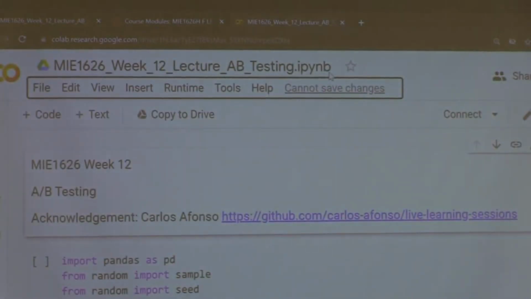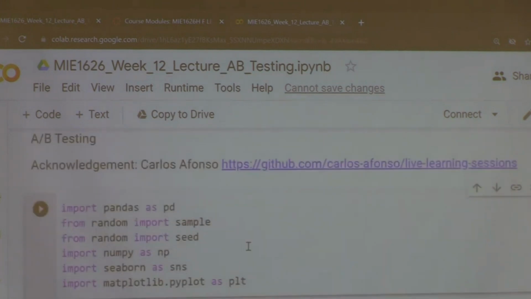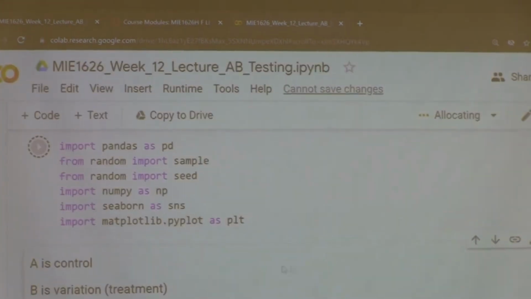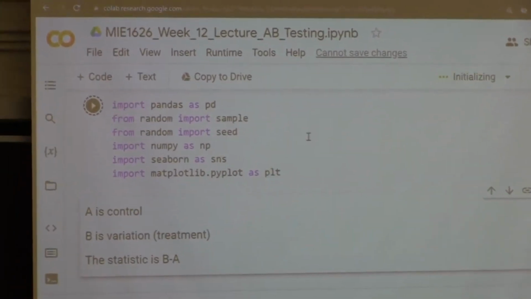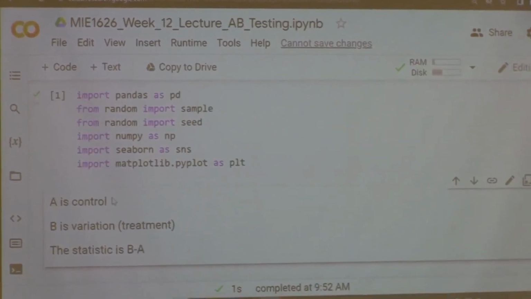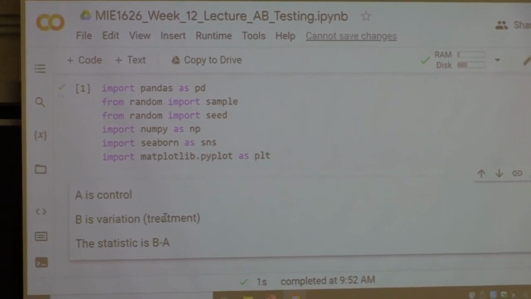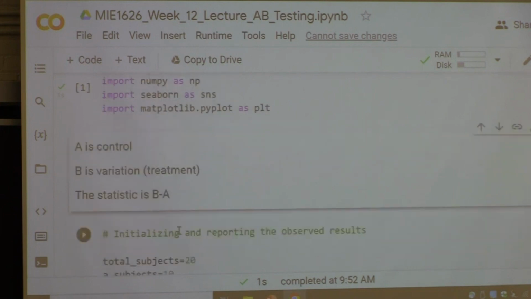All right, so you also have access to this code. This is from the GitHub page of Carlos Afonso. So here I'm just loading some libraries, as you can see. Here we're considering group A as the control, group B as the treatment or the variation. So let's say group A are users who are exposed to our current design of the website or the ad, and group B are exposed to the variation we're considering. So the statistic that we're interested in is B minus A, the conversion rate in group B minus the conversion rate in group A.